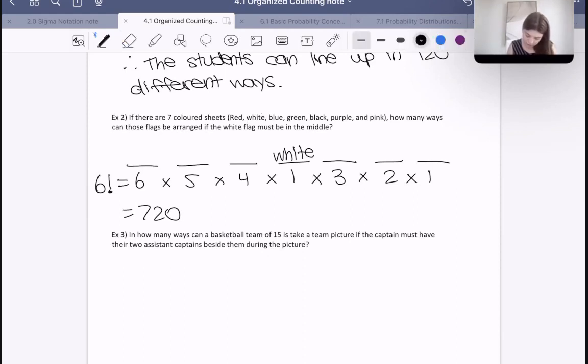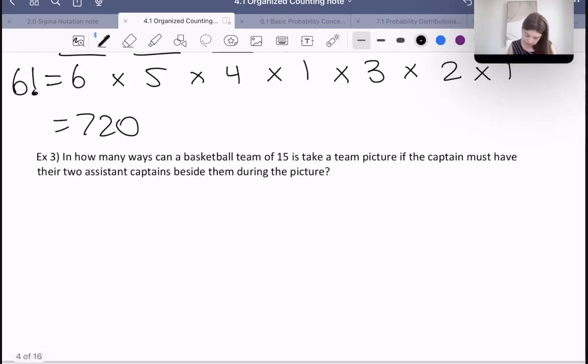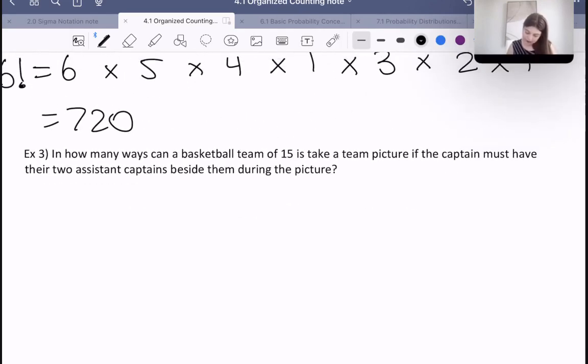Okay, let's move on. Number 3 says, in how many ways can a basketball team of 15 take a picture if the captain must have their 2 assistant captains beside them during the picture?